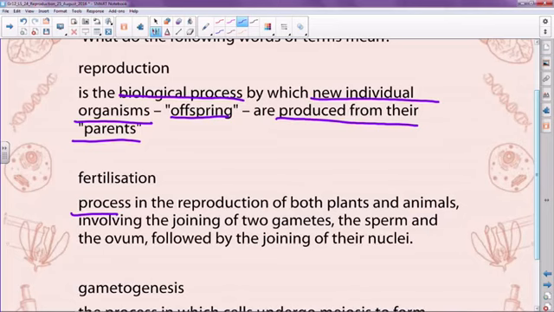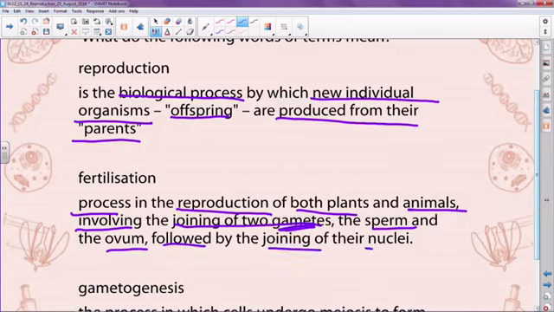The next one that we had a look at was fertilization. Fertilization is a process in the reproduction of both plants and animals. Remember, it happens in plants and animals. It involves the joining of two gametes. Very important to remember: gametes, the sperm and the ovum. Ovum is the better word for egg. Remember that. This is followed by the joining of their nuclei.